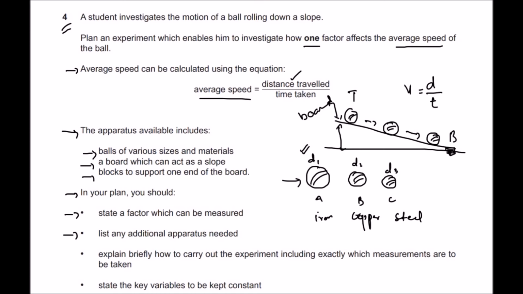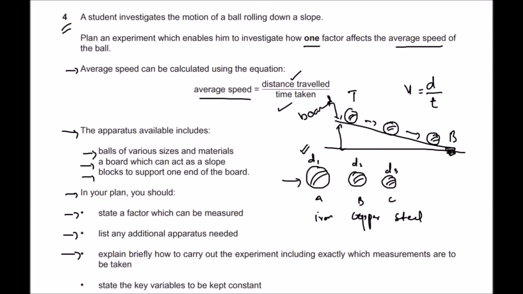When you calculate the average speed, you measure distance and time. For the measurement of distance, you can use a ruler to measure the distance from top to bottom, and time taken by a stop clock or a timer. Third part, I'm going to discuss these things first, then you will see the written work on the next page.